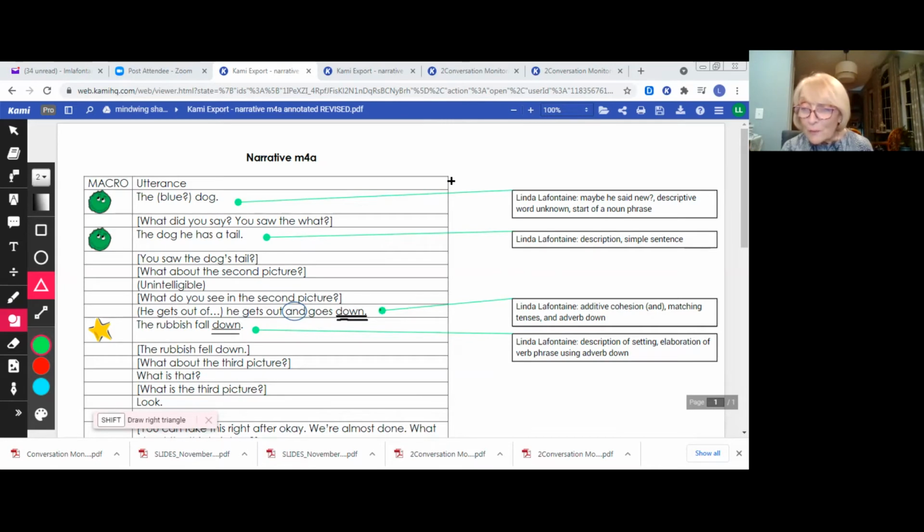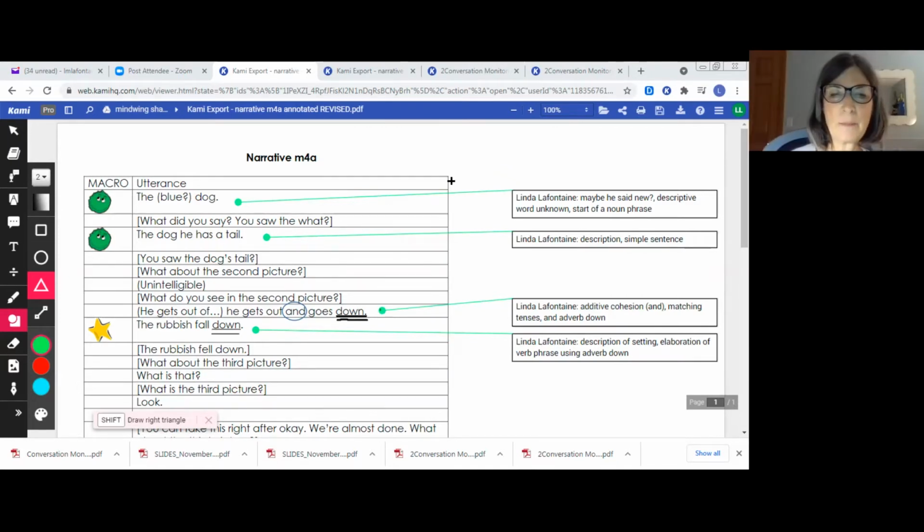So you were further modeling another way of saying the same thing, which was great. So we had description and a simple sentence there, as you said, Linda. Yep. And then in the third comment, we are just commenting that he is now using some additive cohesion using the word and. He actually matched his tenses. He gets out and goes down. That was super. And then additionally, he's using the adverb down. So that little utterance was packed with information that he was providing his listener.